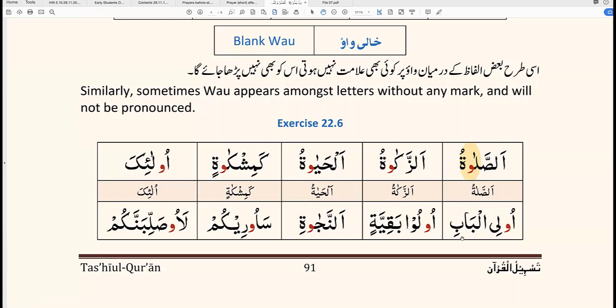Ulil babi. Ulil babi. Ulu baqiyatin. Ulu baqiyatin. Well done. Qaf, okay. Qiyya. Qiyya. Well done. And this is just 1 second, okay? So don't stretch that out for too long. Qiyatin. Qiyatin. Ulu baqiyatin. Ulu baqiyatin. Well done.